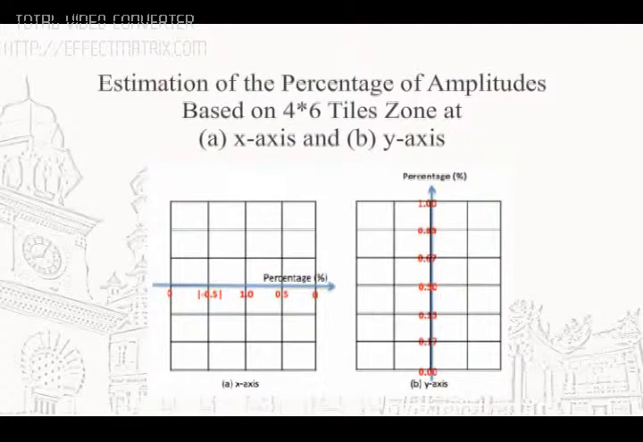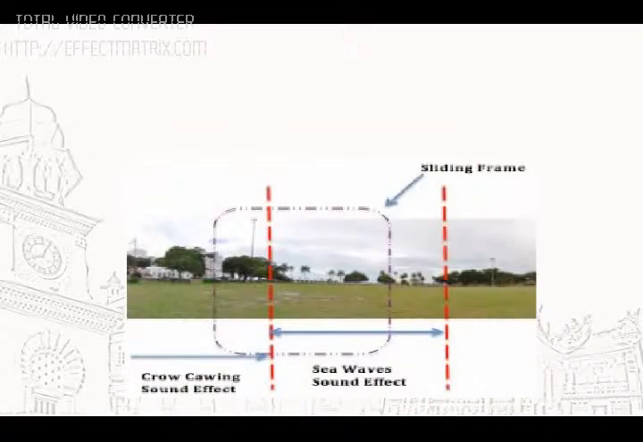The figure shows the estimation of the percentage of amplitude based on 4 times 6 time zones at both x and y-axis. The first diagram shows the modulation at the x-axis. The highest amplitude is at the middle point while the lowest amplitude is at both left and right ends of one zone. At the y-axis, the highest amplitude is at the bottom of the zone, and the amplitude will increase gradually as the user taps from the bottom to the top of the zone.